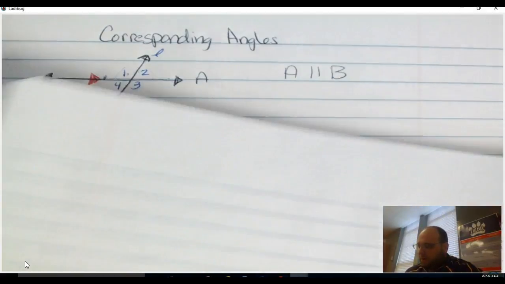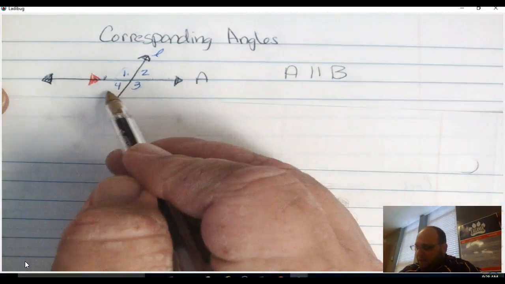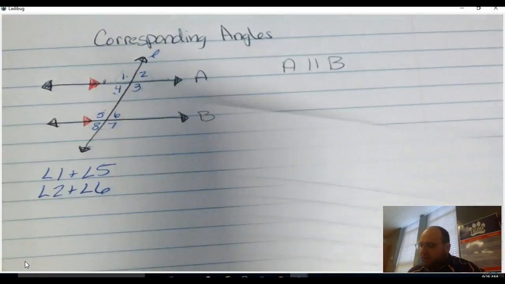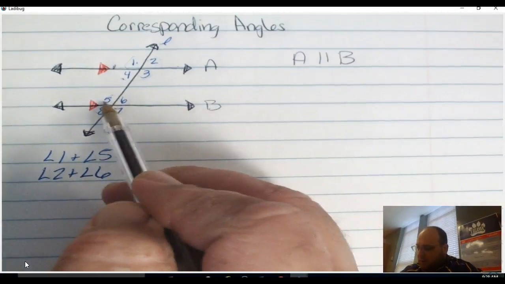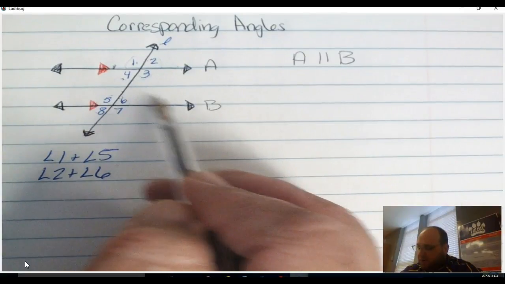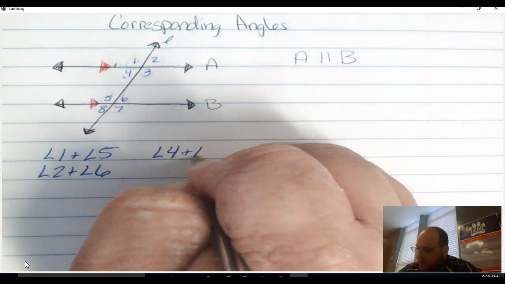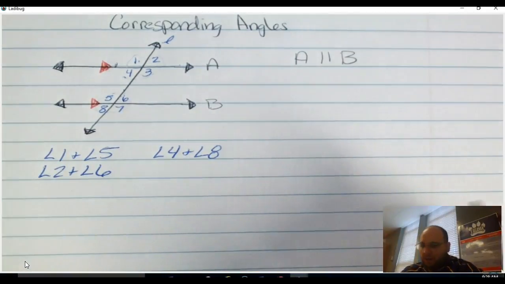All right, let's do it again. I'm going to pick the one in the bottom left-hand corner. So it's 4. I need to look at the bottom left-hand corner in this one. So the bottom left-hand corner between this transversal line and parallel line is 8. So angle 4 and angle 8 are corresponding angles.